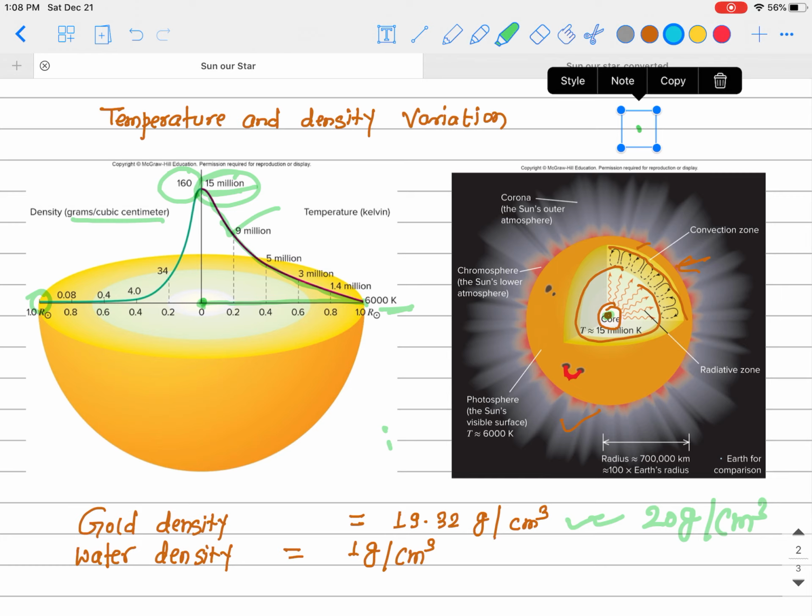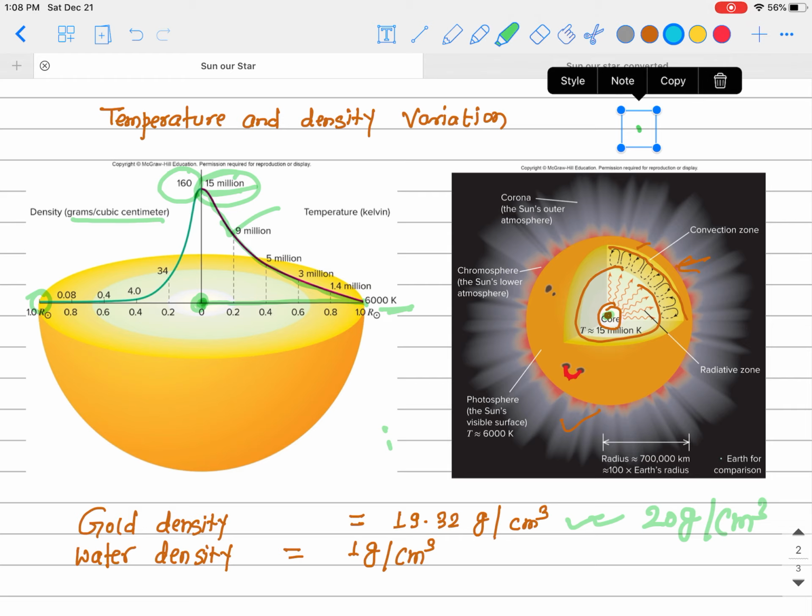So gold is itself a very heavy metal, but inside the core, which is just a gas, the gas is so densely packed that it is 8 times heavier than gold. So it is very, very densely packed at the core.